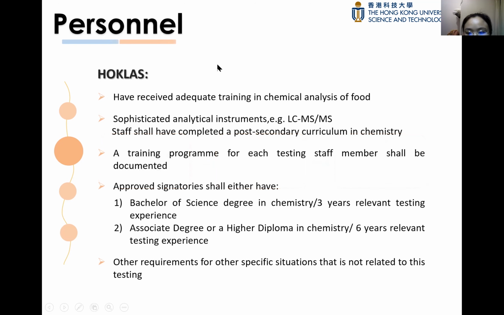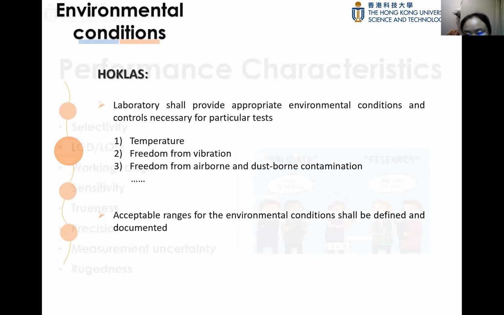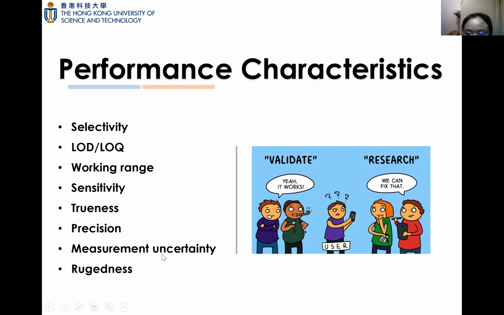Also, for the personnel who will do the testing, there are some requirements. For example, to manipulate LC tandem MS, staff should have completed a post-secondary curriculum in chemistry. In addition, to get valid results, environmental conditions such as temperature should be tested and controlled in an acceptable range. The most important part in the method validation in this case is that we should validate all these performance characteristics and that they could meet the requirement.